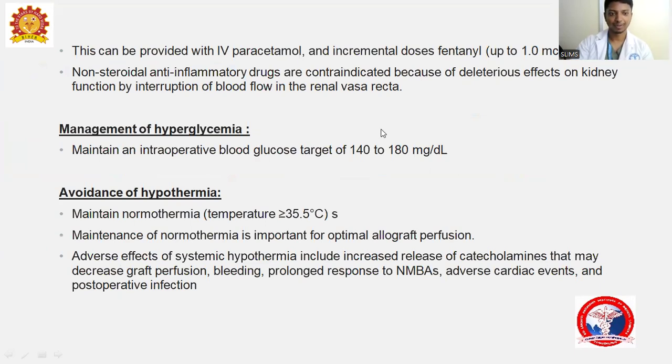Avoidance of hypothermia. Maintain normothermia, a temperature of more than 35.5 degrees Celsius. Maintenance of normothermia is important for optimal allograft perfusion. The adverse effects of systemic hypothermia include increased release of catecholamines, decreased graft perfusion, bleeding, prolonged response to NMBs, adverse cardiac effects, and postoperative infection.